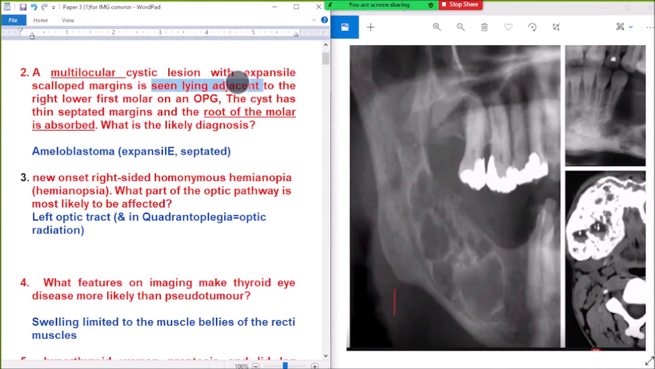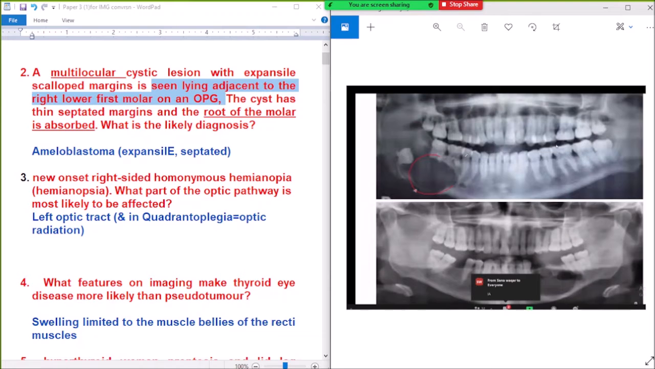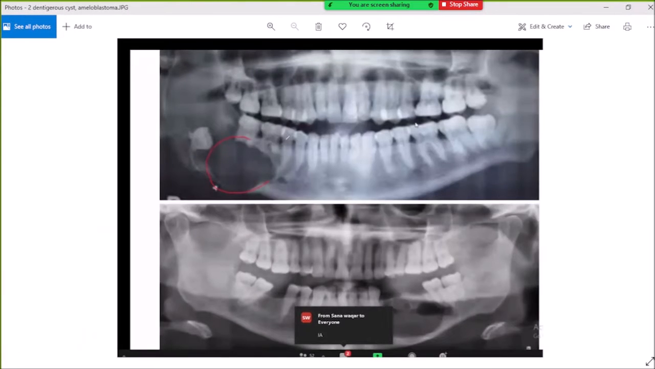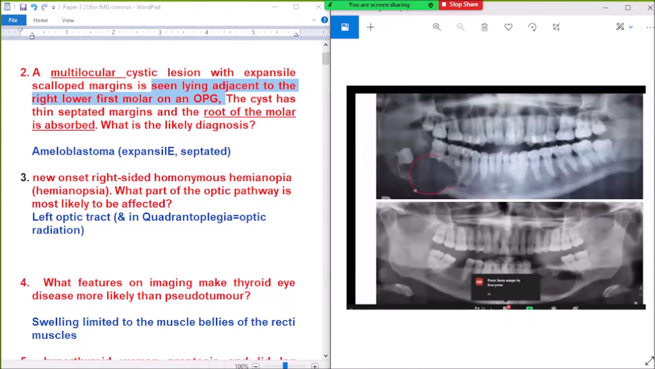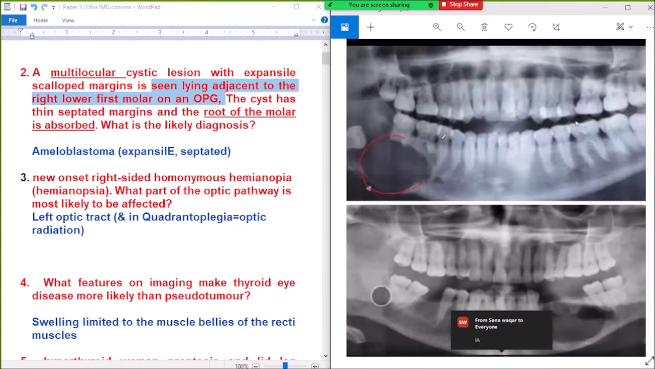A multilocular cystic lesion with expansile scalloped margin is seen lying adjacent to the right lower first molar on OPG. It has thin septated margin and the root of the molar is absorbed. Thin septated margins: dentigerous cyst versus ameloblastoma. The root of the molar is absorbed. Usually, roots of the molar are absorbed.